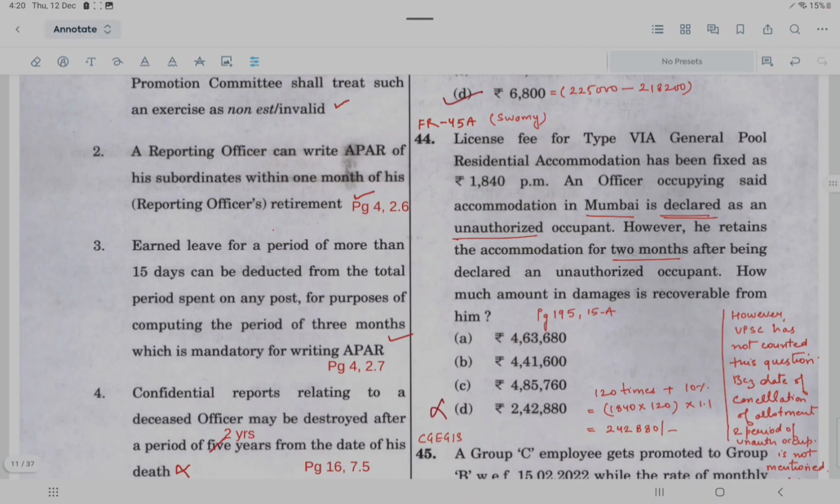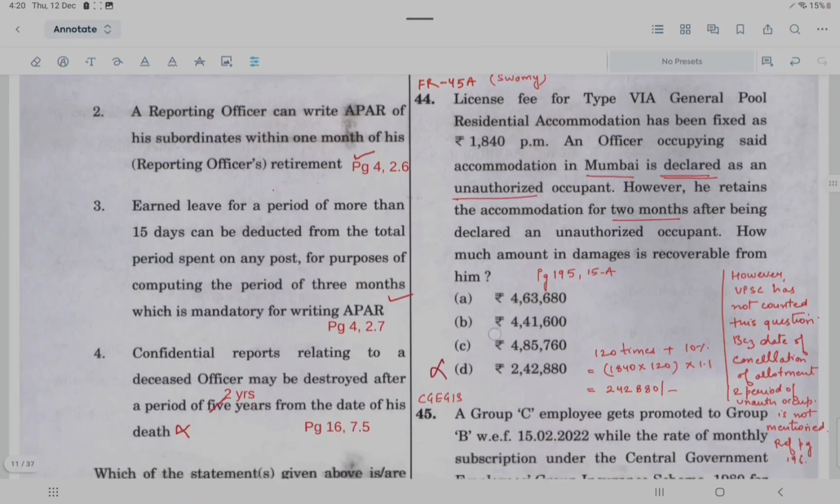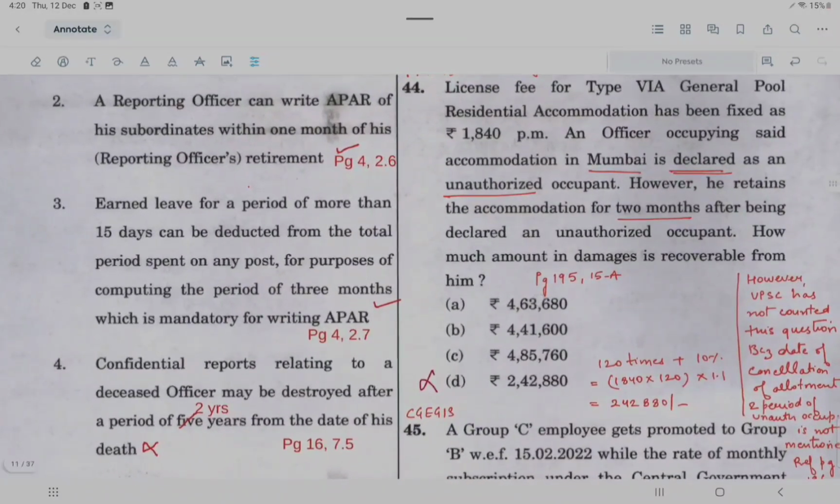For this, you will go to page 4 of these guidelines. Then in para 2.6 you will find that this is the right statement. I'm not opening the official source to avoid the delay, because the questions are from different topics. If the source is opened again and again, time will be wasted. So you can refer to these documents when you are reading or studying separately.